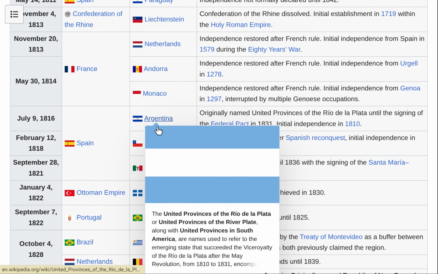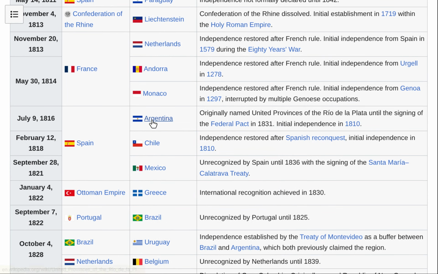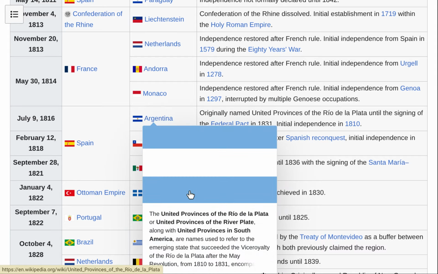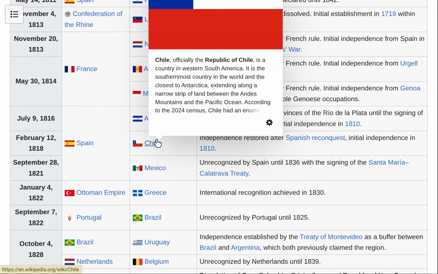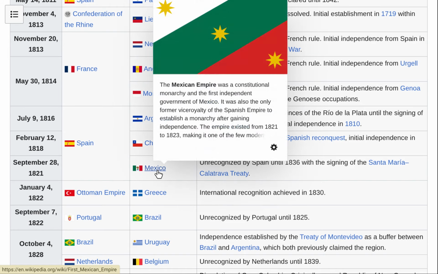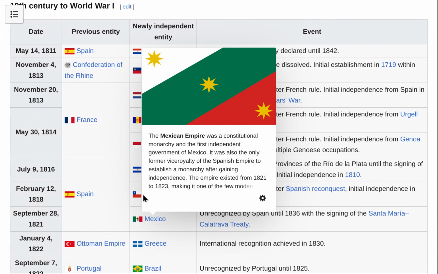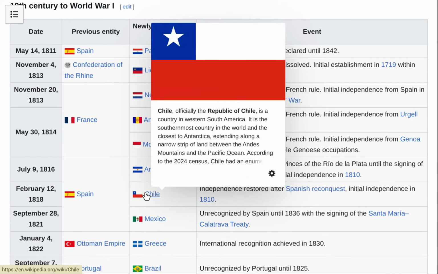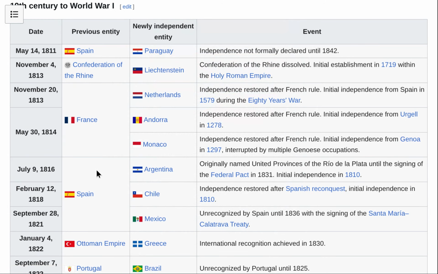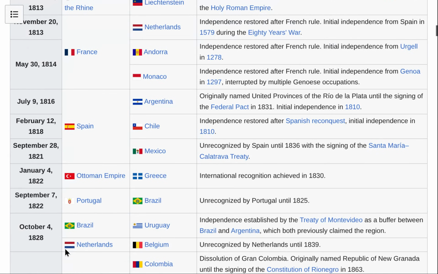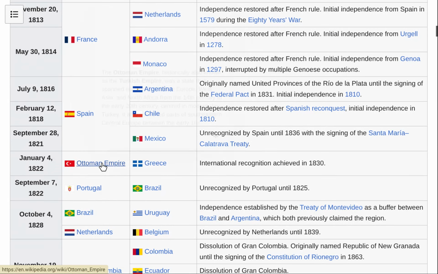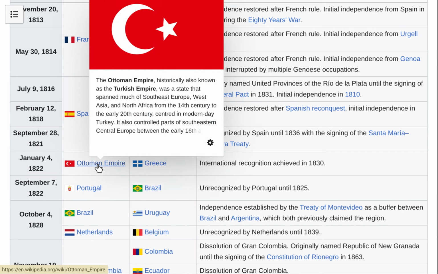So apparently Argentina... That's not what the Argentinian flag looks like, but whatever. Argentina, Chile and Mexico all gained... That's not Mexico! Stop lying to me. Hold on, let's see Chile. Okay, now that's fine. But those three all gained independence from Spain, which is pretty cool.